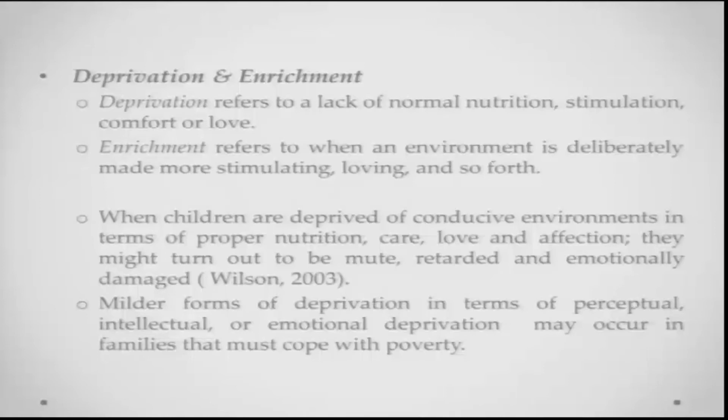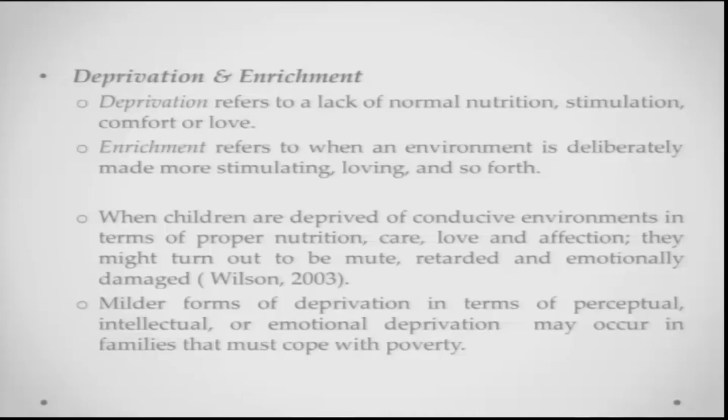And these things have consequences. When children are deprived of conducive environments in terms of proper nutrition, care, love and affection, they might turn out to be mute, retarded and emotionally damaged. So it's highly challenging, and it's highly important, that the right kind of stimulation be provided to the child, the best kind of nutrition be provided to the child, and also the kind of social environment, the caring, love and affection that the child needs during its formative years.